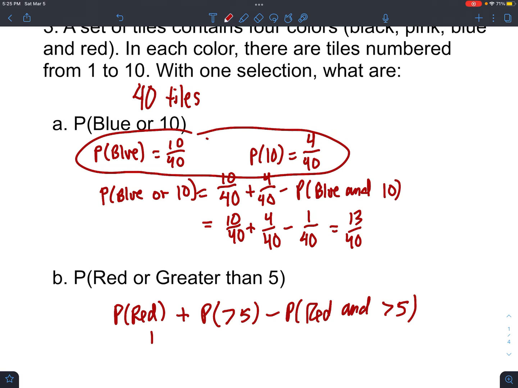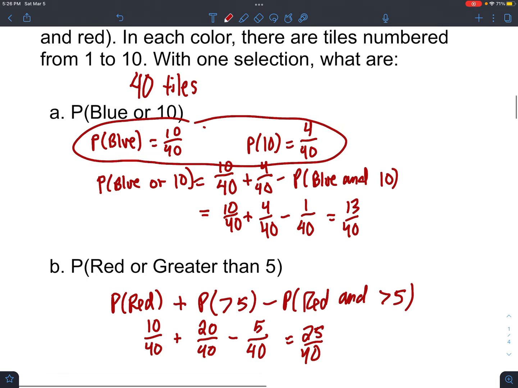So this would be 10 out of 40. Bigger than 5 is half the tiles. Half of them are less than or equal to 5. So this would be 20 over 40. And the red tiles, there's 10 of them, and there's only 5 of them that are bigger than 5. So the answer here is 25 out of 40.